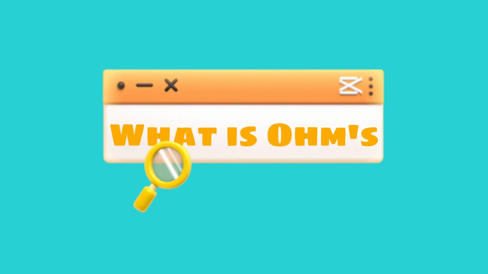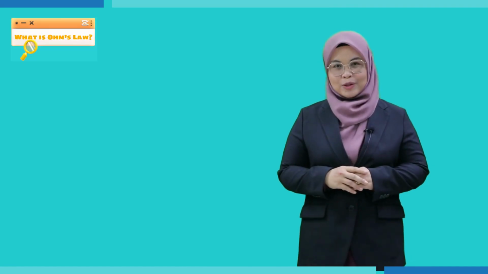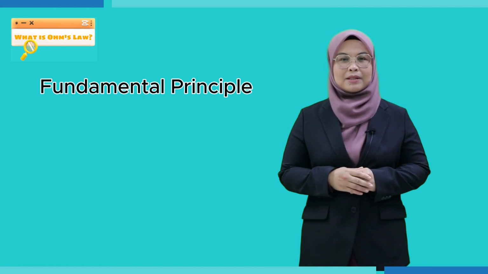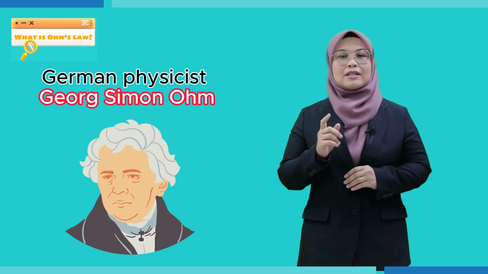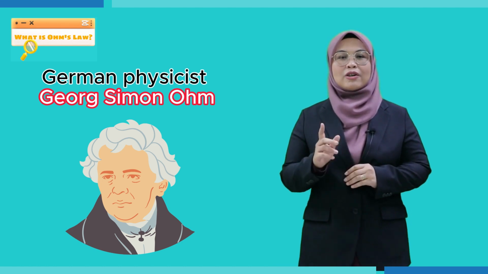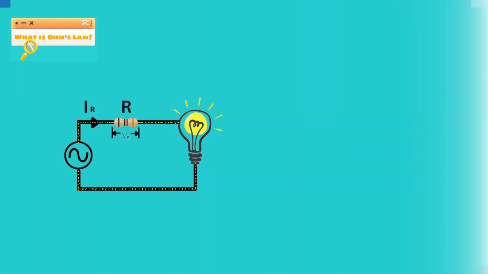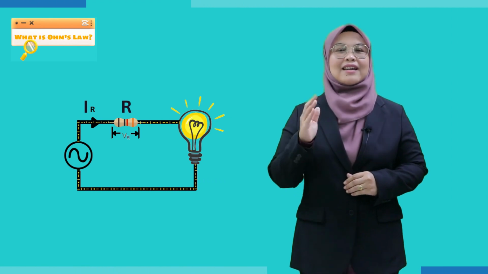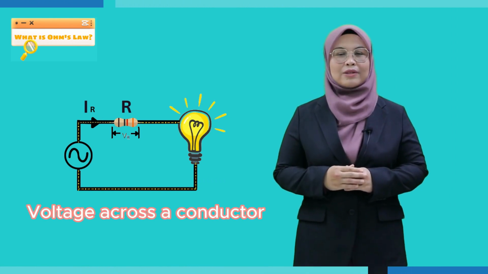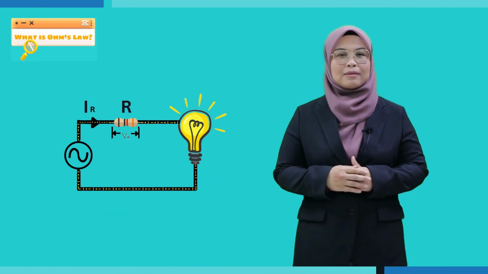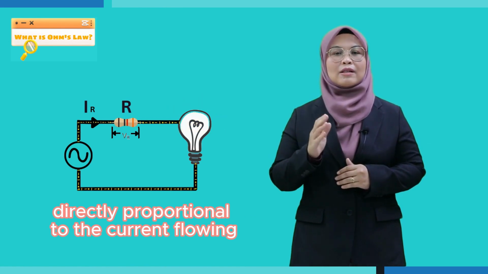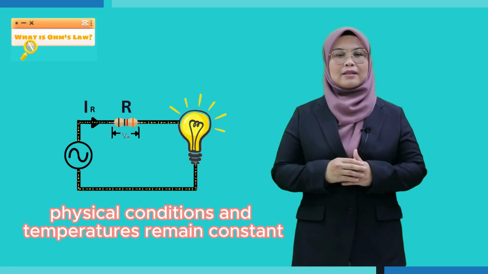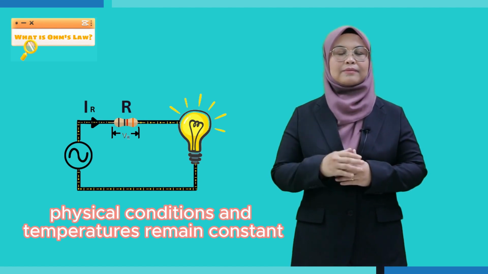What is Ohm's law? Ohm's law is a fundamental principle in electrical engineering, named after the German physicist Georg Simon Ohm. It states that the voltage across a conductor is directly proportional to the current flowing through it, provided all physical conditions and temperatures remain constant.